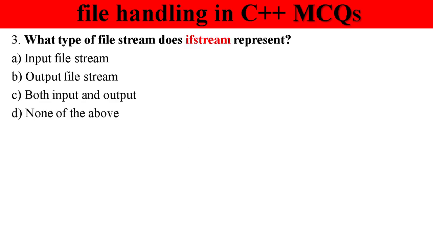Question number 3. What type of file stream does fstream represent? A. Input file stream. B. Output file stream. C. Both input and output. D. None of the above. The correct answer is A. Input file stream. ifstream is an input file stream.